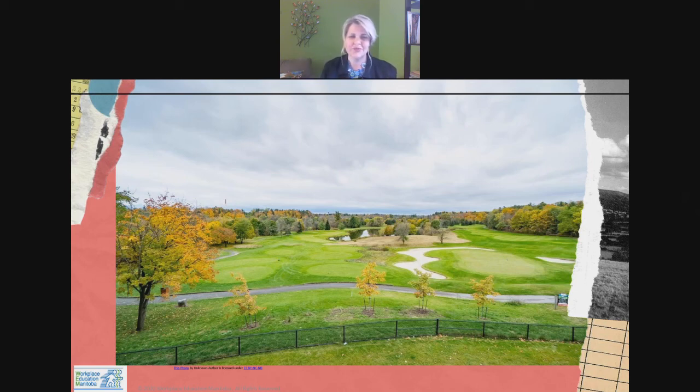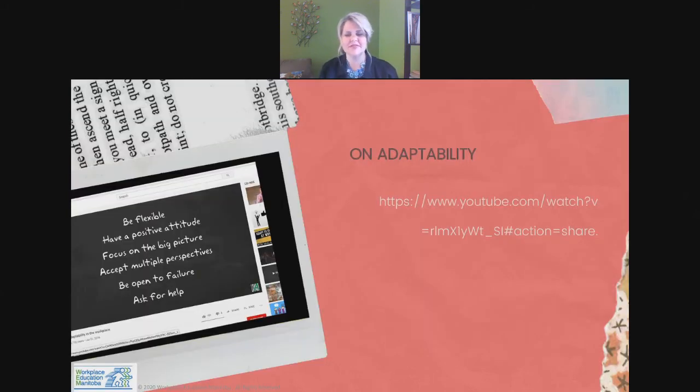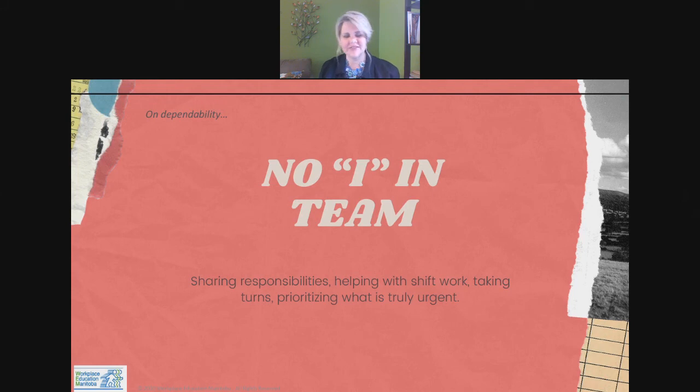Why should someone be wanting to sit where the chairs are at the golf course when someone's on the driving range? Like, you know, it's something outside of the box. So going ahead and digging into what adaptability looks like for you, it leads to the dependability piece.